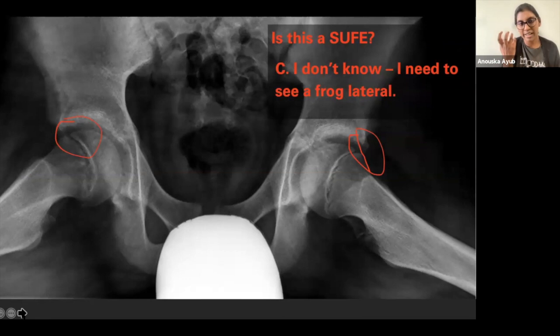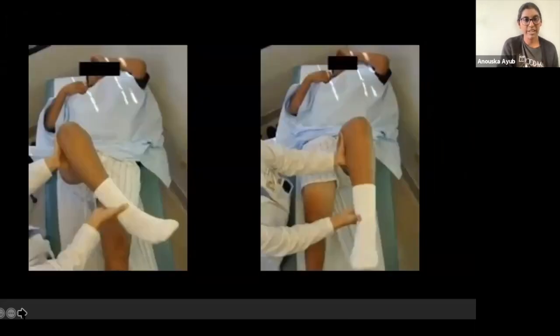The actual line, I don't think it's a very sensitive tell of whether someone has a SUFI or not. Your clinical suspicion is the most important thing. Okay, good. So let's move on.